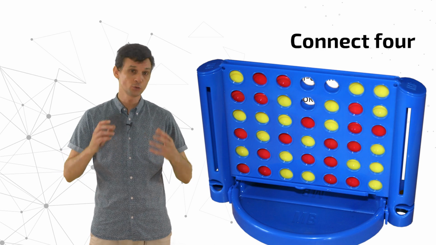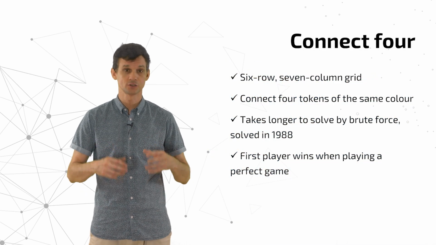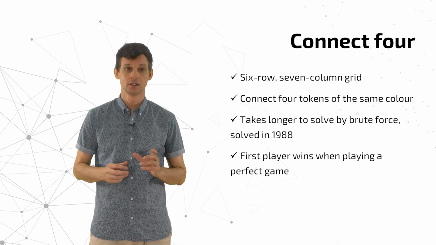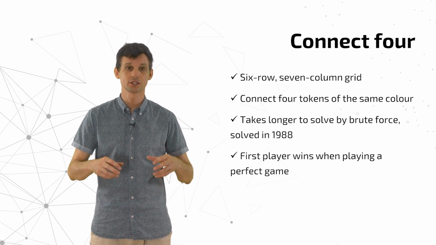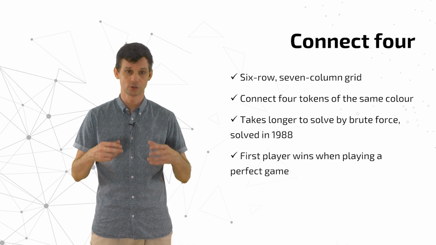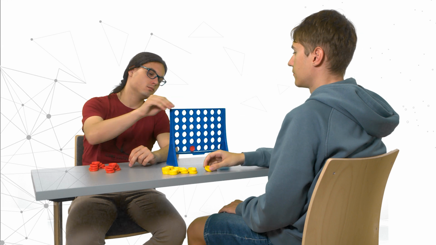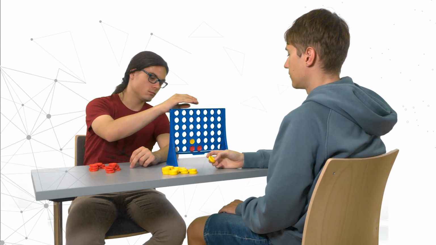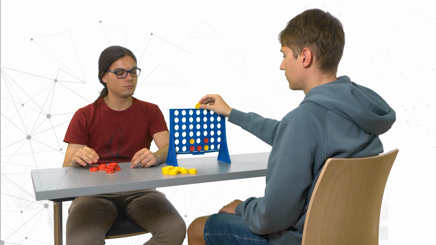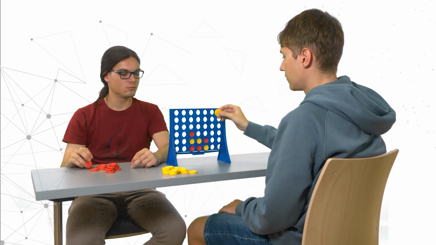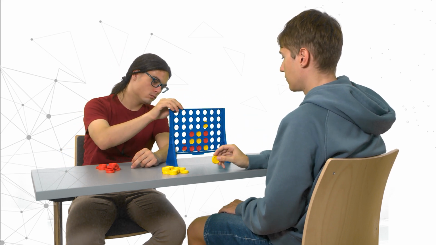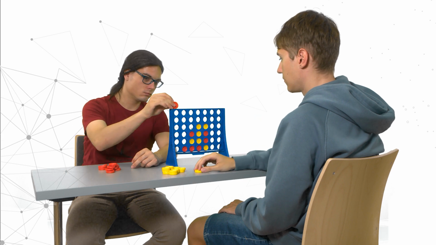Connect 4 is a 2-player game where the players take turns dropping colored tokens into a 6-row, 7-column grid. The winner is the player who first forms a horizontal, vertical or diagonal line of 4 of their tokens. Because this game takes place on a significantly larger board than tic-tac-toe, it was long not feasible to solve it by brute force because sufficient computer power was not yet available. The winning strategy was found in 1988. The game can always be won by the first player when playing a perfect game.